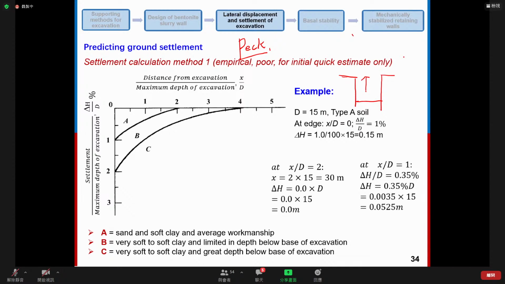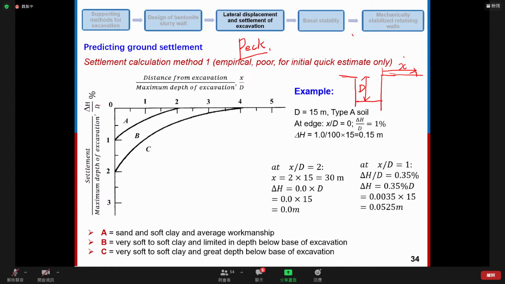So this one is the maximum depth of the excavation. And then the distance is from the edge of the excavation here. So this one is X, okay? And then here we have the settlement normalized by the maximum depth of excavation, delta H over D, okay?